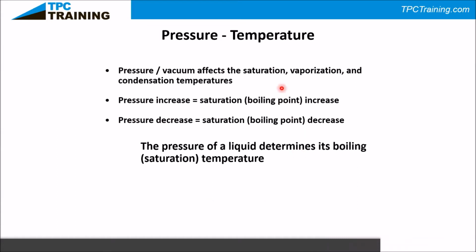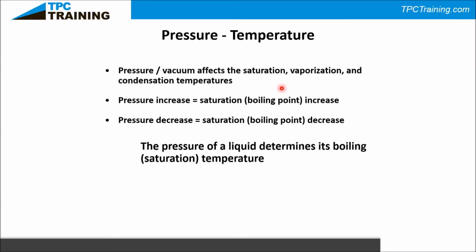So again, pressure and vacuum affect saturation, vaporization and condensation temperature. Saturation is the temperature at which the refrigerant is changing state. Pressure will change that. So if I have less pressure, I can get my refrigerant to boil off quicker. If I have a higher pressure, I can get it to condense faster. And we're going to distinguish between a low side and a high side of our system to make sure that we are getting the system to do what we want it to do.